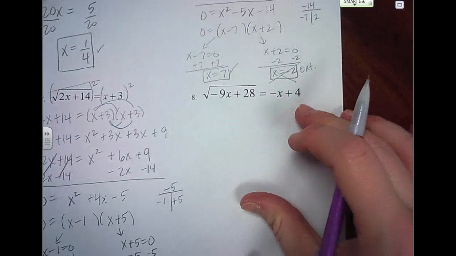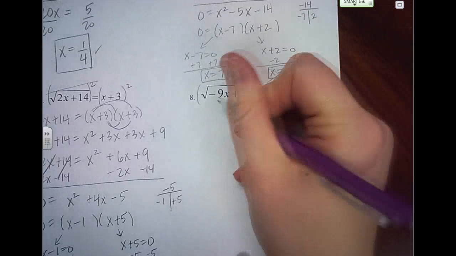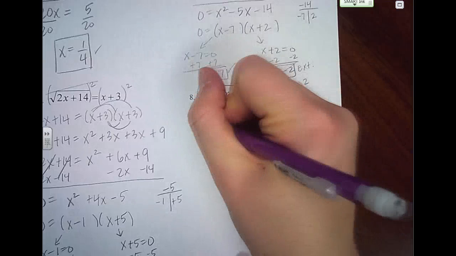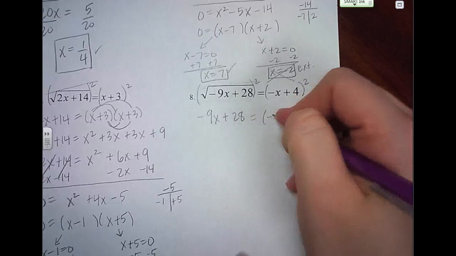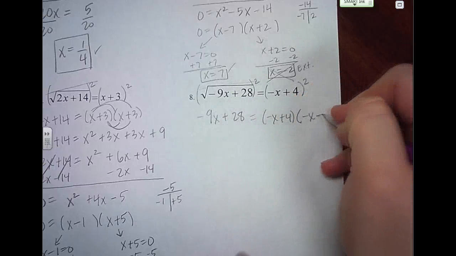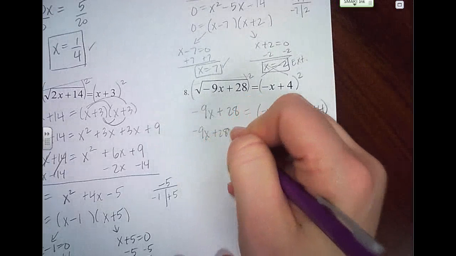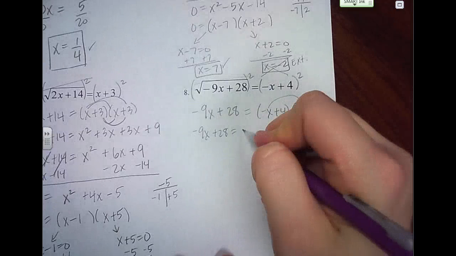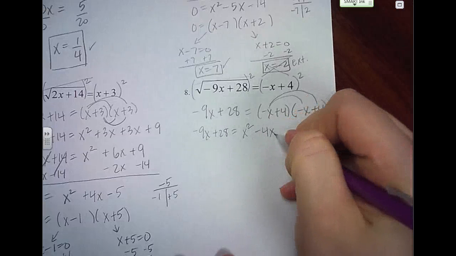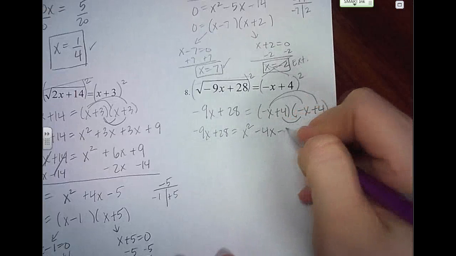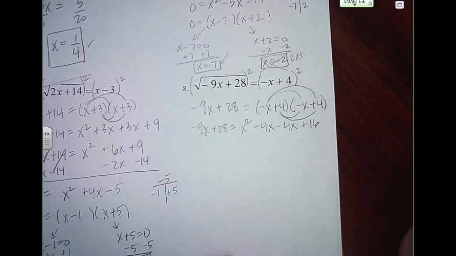Okay, last one, number 8. The radical is isolated, so let's square both sides. So on the left, the radical goes away. We have negative 9x plus 28 equals, and you have two of these, write them out. Okay, so let's simplify on the right. Negative x times negative x is x squared. Negative x times 4 is negative 4x. 4 times negative x, negative 4x. And 4 times 4 is 16. So be careful with your negatives there.